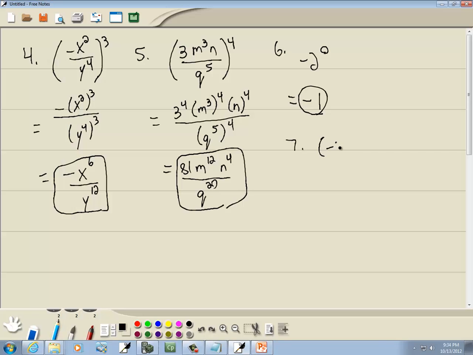Now I'll compare that to this example. Negative 2 in parentheses to the 0 power. Your exponent only affects what's to its immediate left unless there's parentheses, and then it affects everything inside the parentheses. So the 0 power is affecting everything inside. So all this just becomes 1.